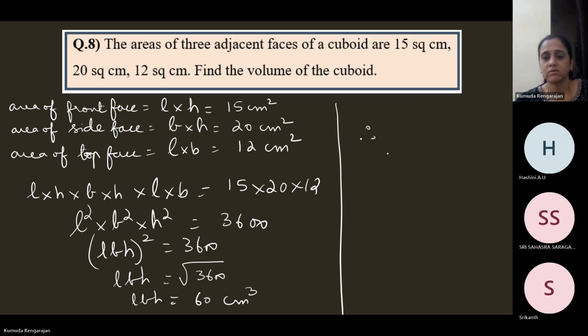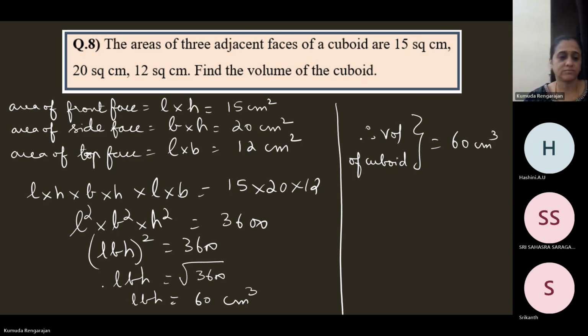Therefore, volume of cuboid is equal to 60 centimeter cube. This is usually for a 1 mark MCQ.